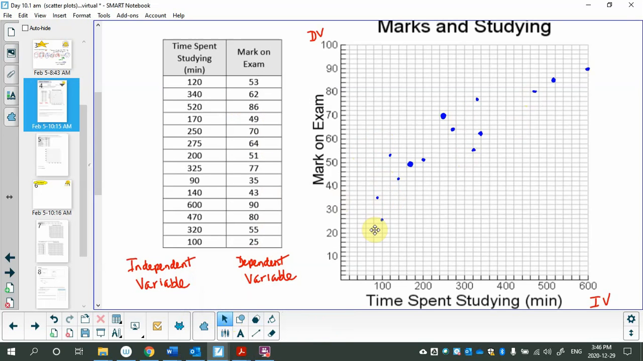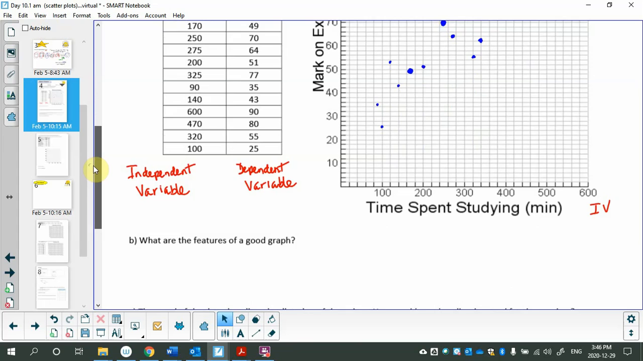Something I did was double check if I've got all the right information on it, as in the correct amount of information. So I've got 1, 2, 3, 4, 5, 6, 7, 8, 9, 10, 11, 12, 13, 14 pairs of data. And I have 14 dots on my grid. So I've covered all the points. Now let's look at the questions.